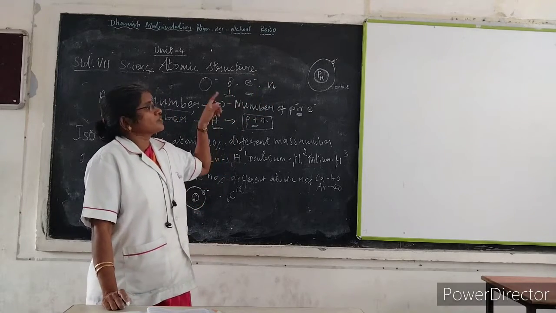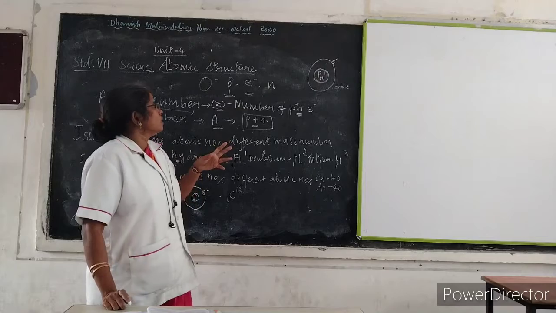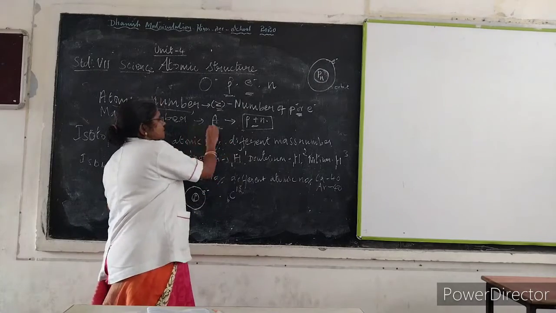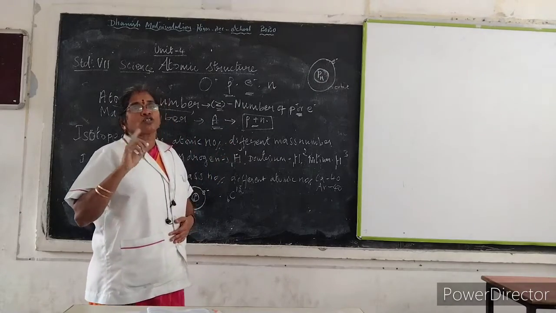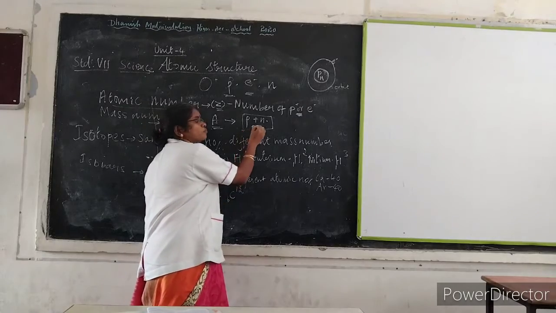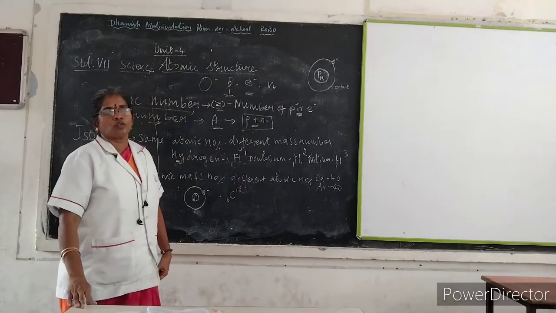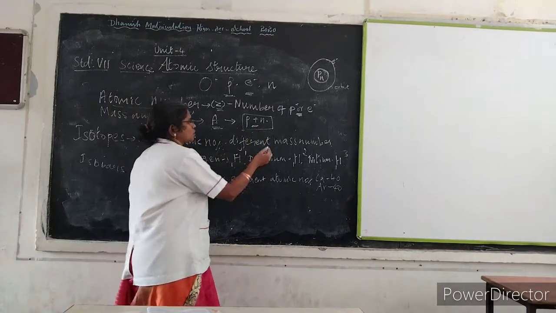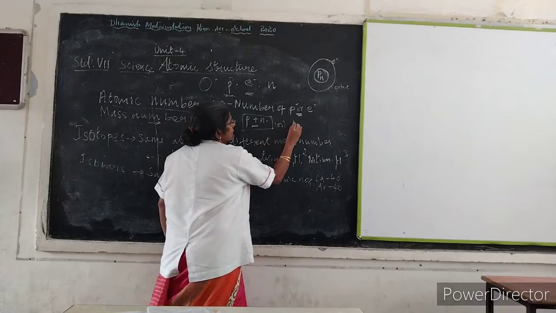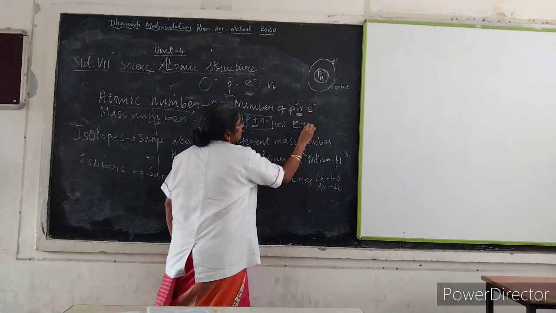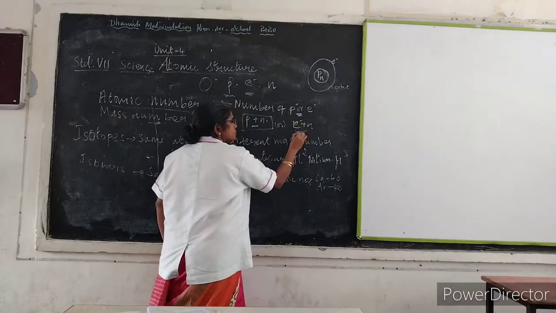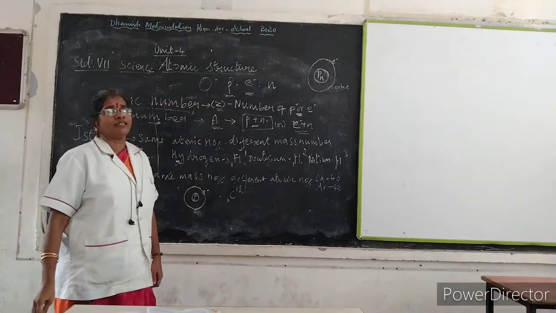Why? Because the mass of the electron is very negligible. So mass number is nothing but the addition of the total number of protons and neutrons. In other words, you can say the number of electrons plus neutrons, the sum of electrons and neutrons.